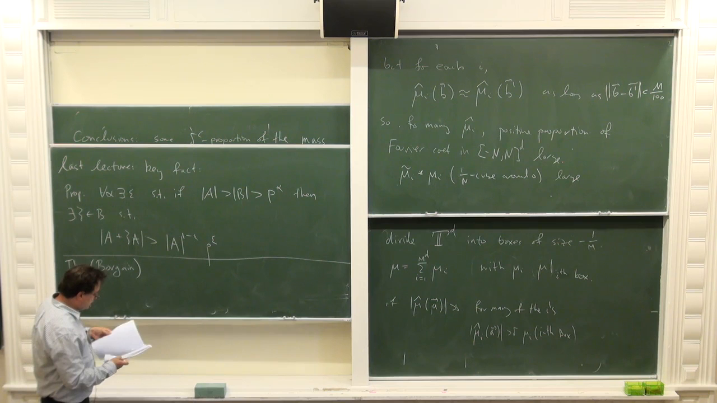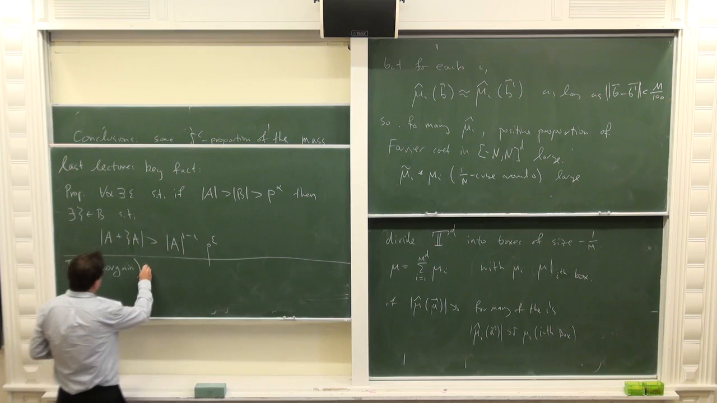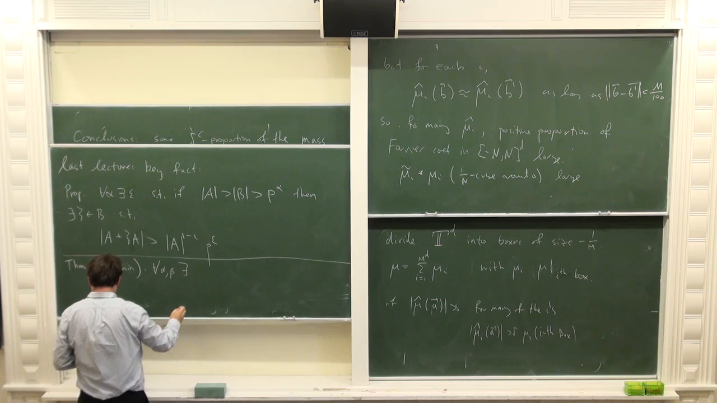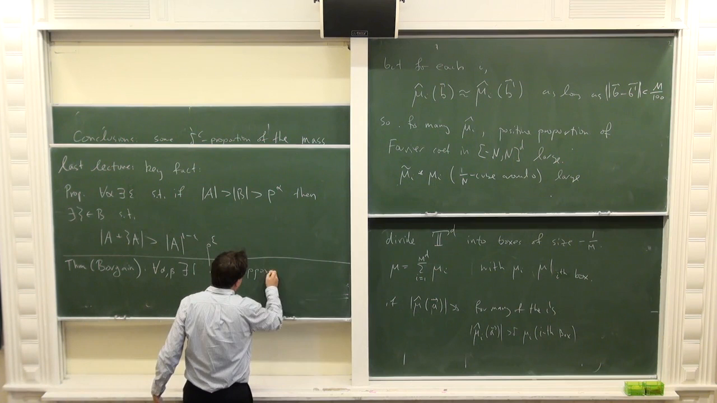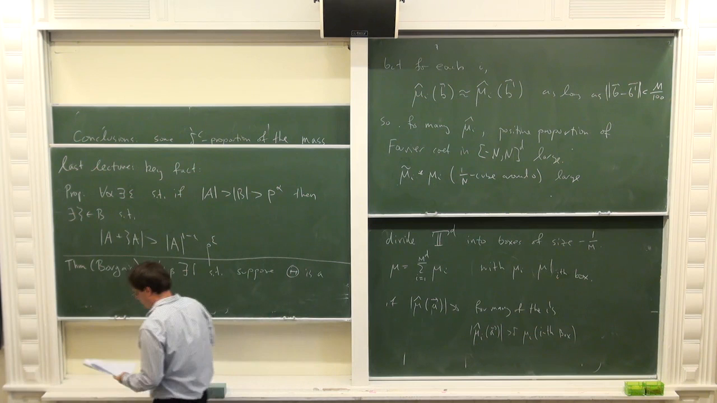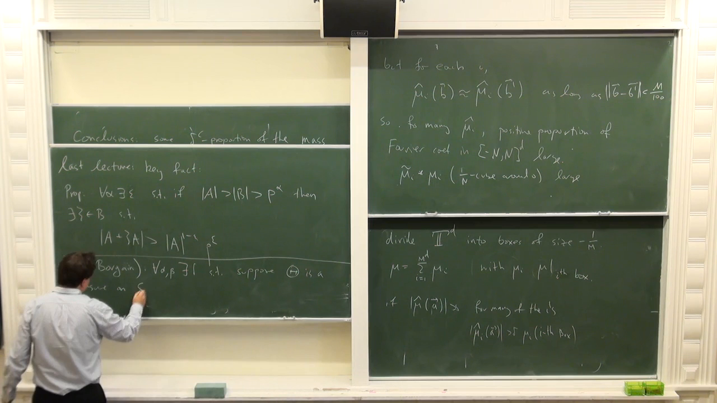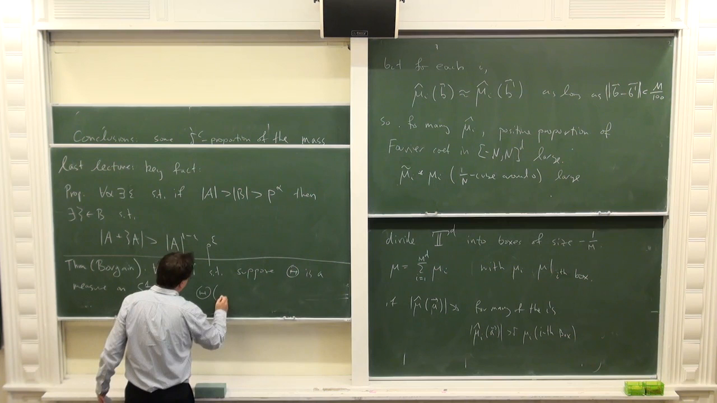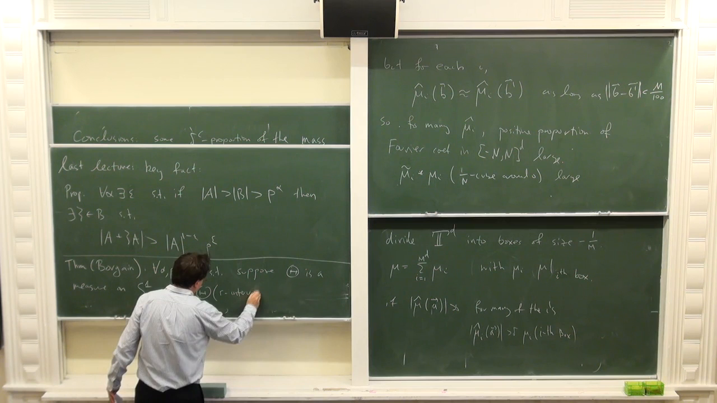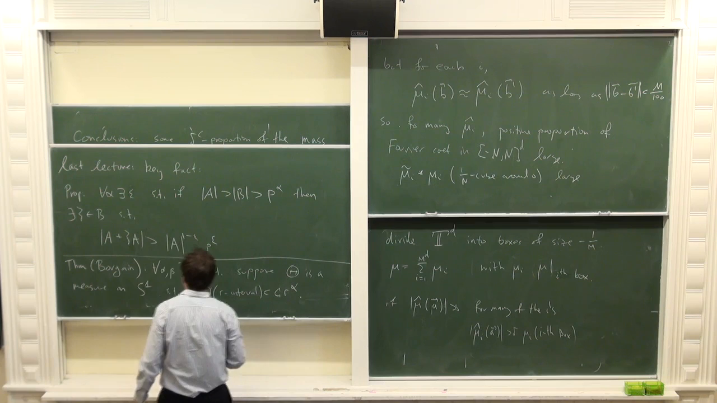So here's the theorem. So for every alpha and beta, there is some delta, such that suppose I have some measure, it's a measure, on the unit circle, such that the measure of every interval of size r is less than a constant r to the alpha. Okay, this capital Theta plays the role of B in the above proposition.